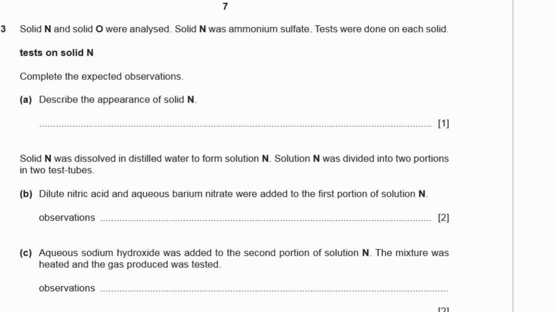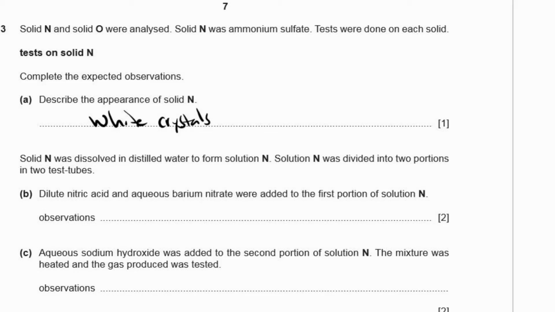Tests were done on each solid. So the tests on solid N, ammonium sulfate, what they did first is they just looked at it. Complete the expected observations. A. Describe the appearance of solid N. Solid N is a white crystal because it is a salt. White crystals because it's a salt.